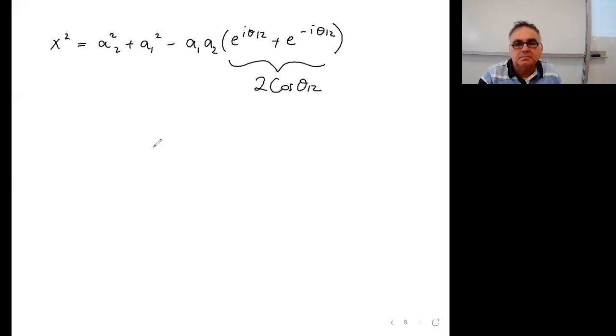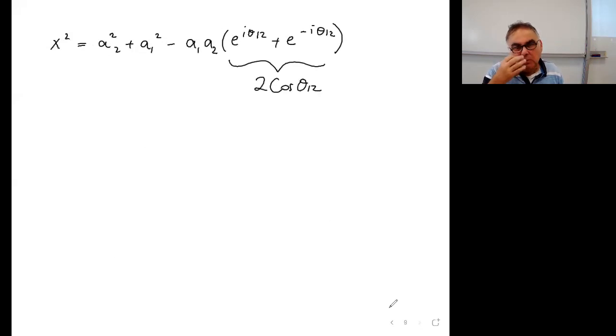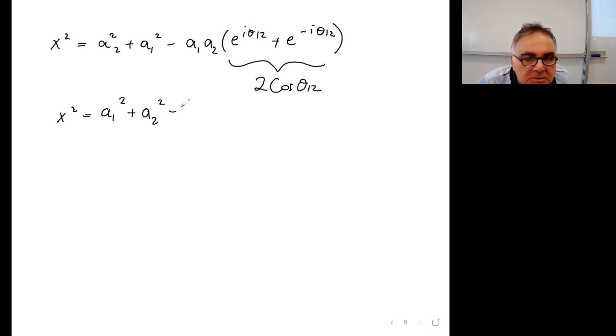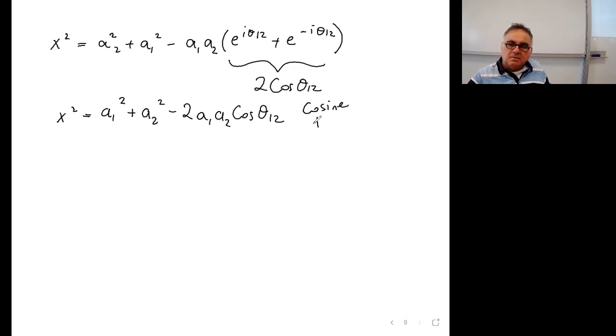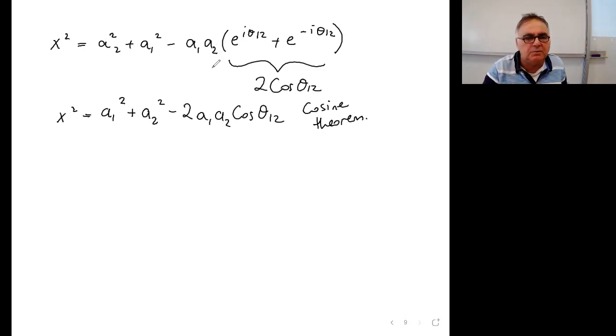Then the question, if you can go back to this one second. Yes. So you simply write x squared is equal to A1 squared plus A2 squared minus 2 A1 A2 cosine theta 1, 2, right? Which is, what is this? This is the cosine theorem for the triangle, right? I told you that this is simple. We do a simple thing in a complicated manner, actually. You can solve for theta 1, 4 if you like.